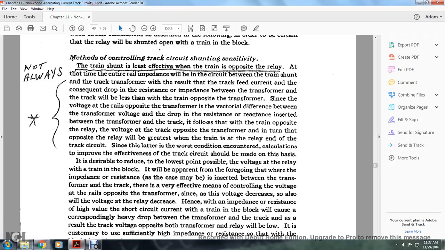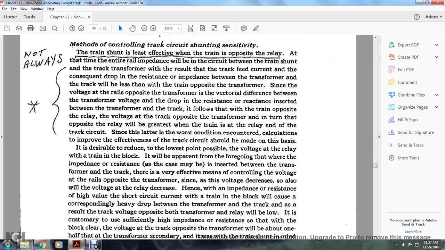Since the voltage of the rail opposite the transformer is the vector difference between the transformer voltage drop and the resistance and reactance inserted between the transformer and the track, it follows that the voltage of the relay with the train opposite is greatest when the train is at the relay end of the track circuit. Since that is the worst condition encountered, the calculation to prove the effectiveness of the track circuit should be made on that basis.